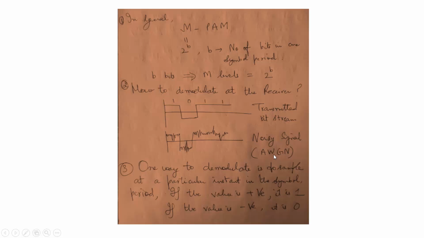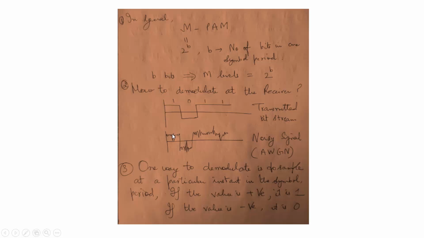Let's assume it is AWGN, additive white Gaussian noise. So we receive this kind of signal. Now at the receiver end, once we receive this noisy signal, how do we demodulate? How will we come to know what was transmitted within this period from 0 to capital T? Since it is a noisy signal, one way to demodulate is to sample at a particular point.